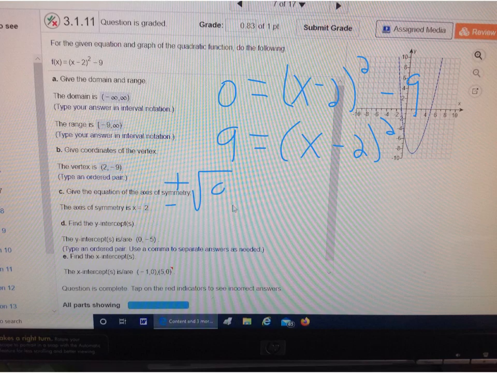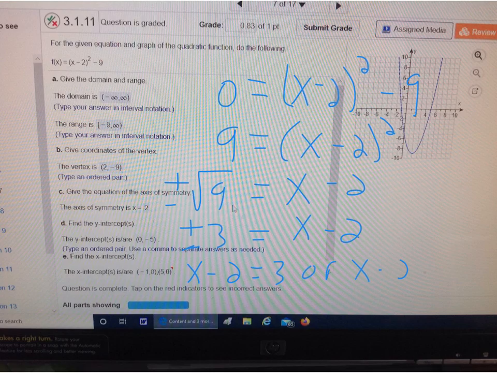So it'd be plus or minus the square root of 9 equal to x minus 2. So plus or minus 3 would equal x minus 2. So x minus 2 will equal positive 3, or x minus 2 will equal negative 3. Then you just add 2 to each side, and you get the two answers here.